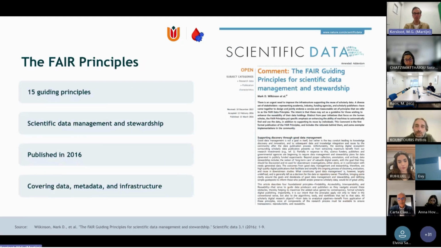And that's also what the authors of the FAIR principles thought. So in 2016, these principles were published. There are 15 guiding principles. So good to note that they're guiding principles, they're not rules of law. And they describe scientific data management and data stewardship. So how you should manage and handle the data that you collect, and also data about your data, metadata, and the infrastructure that you store that data and your metadata on.